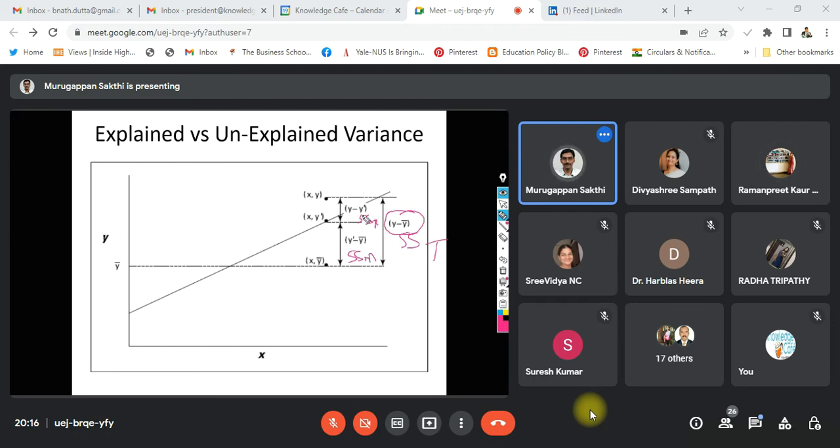SSR means, in ANOVA parlance, we can say that this is within variance, this is between variance, and this is total variance. In ANOVA, they use the words between variance, within variance, and total variance.